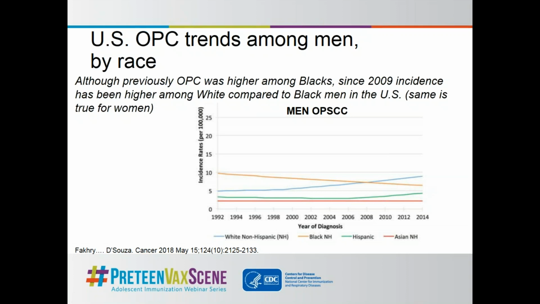But it is not that Black men are not at risk for oropharyngeal cancer or for HPV-related oropharyngeal cancer. They just have a lower incidence of HPV-related oropharyngeal cancer than white men due to differences in sexual behavior. Once you control for differences in oral sexual behavior, it explains the racial disparities that we see in oropharyngeal cancers.